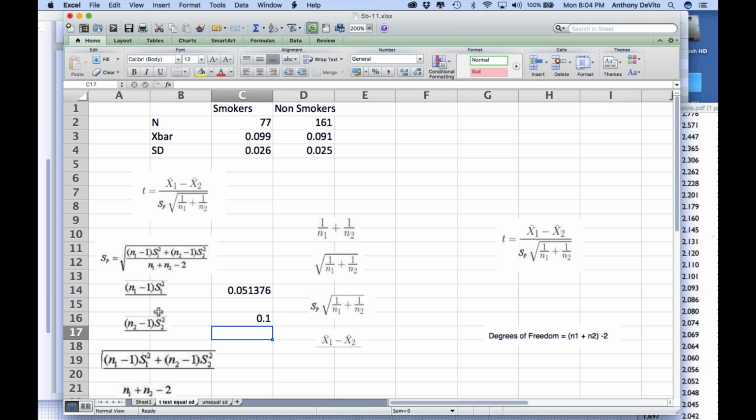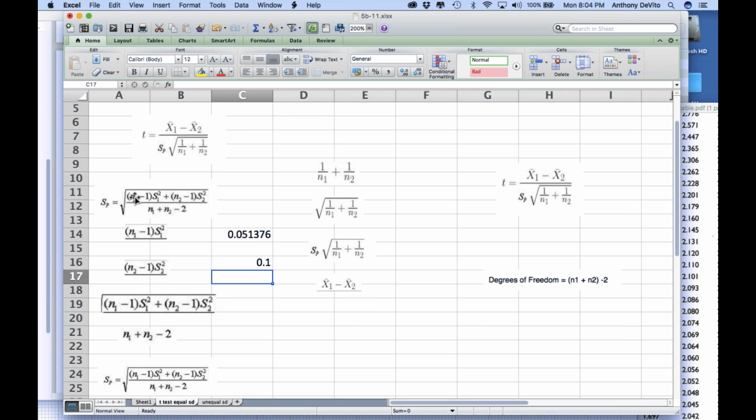Okay, so it's 77 times 0.026 times 0.026. And this one is 160 times 0.025 times 0.025 squared. So now I have this number and I have this number. Now, what about the bottom number down there? Well, actually, first, let me add these two together.